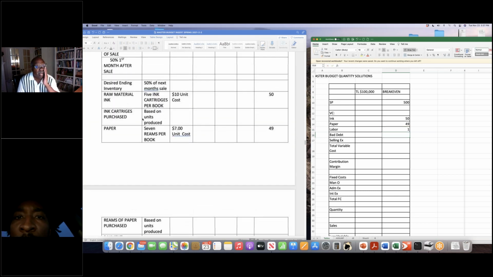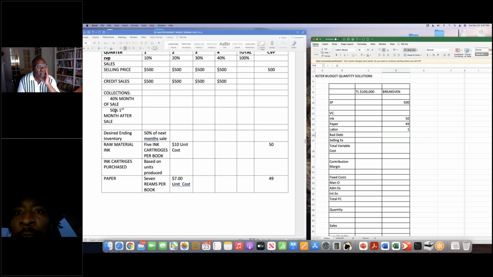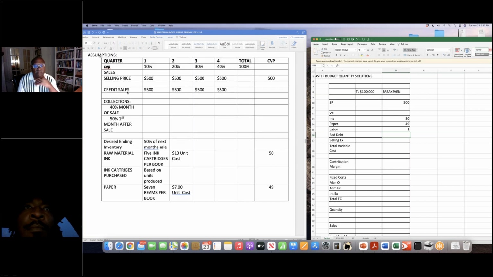We next need bad debts. That's the next thing in here. So we go up here. If we're collecting 40 and 50, our bad debts is 10% of the selling price. If we're only collecting 80%, it'll be 20%. So we look at these numbers and then you come up with your bad debt amount. So if our collections are 90%, it's not in here, but bad debts have to be 10%. We simply take 10% of the selling price and we get a bad debt of 50.